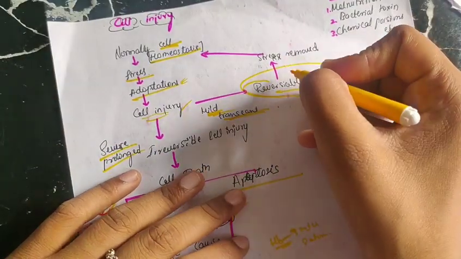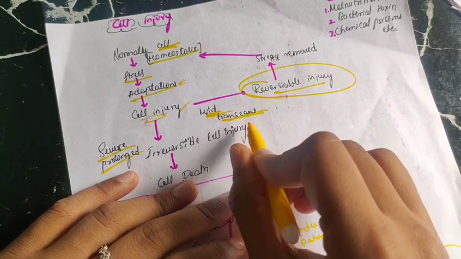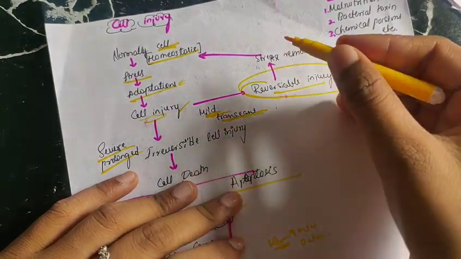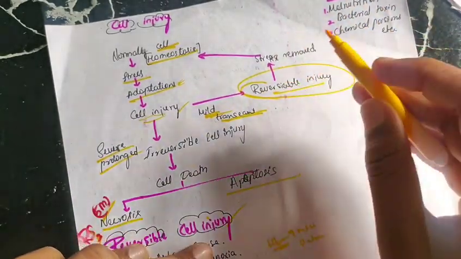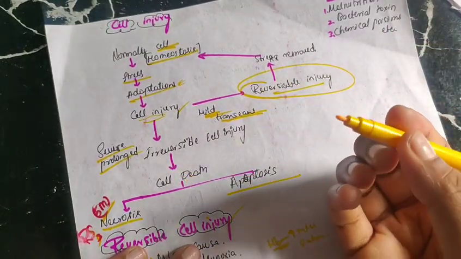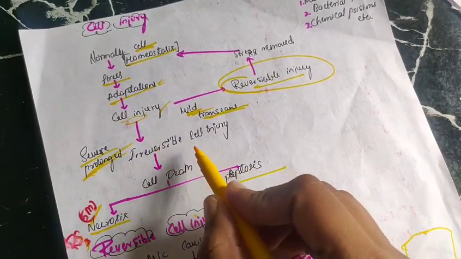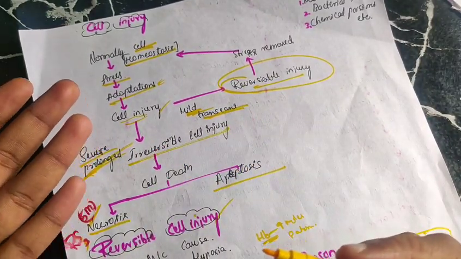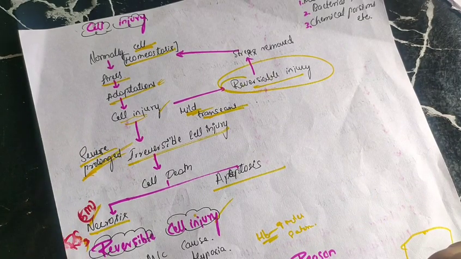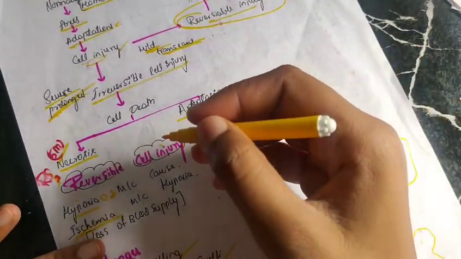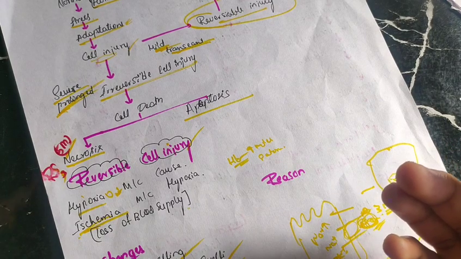So it becomes reversible cell injury when the cell injury is transient and mild. If that stress is removed under a reversible condition, then again the cell becomes normal, the tissue becomes normal, the organ becomes normal. If a severe stress is applied for a prolonged duration, it becomes irreversible cell injury. Irreversible cell injury causes cell death. Cell death may be of two types, necrosis or apoptosis. We'll be seeing reversible cell injury in this video. Irreversible cell injury I'll be dealing with in another video.